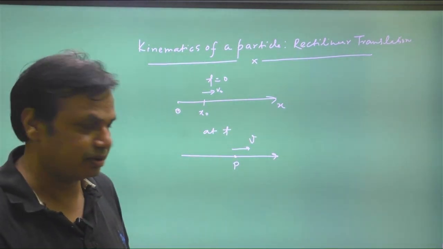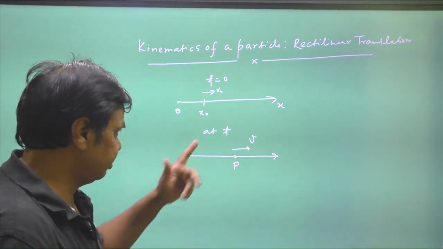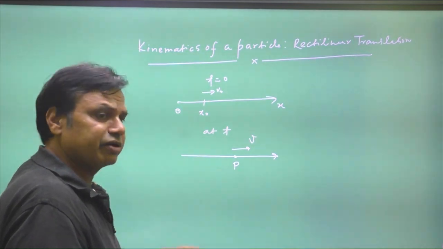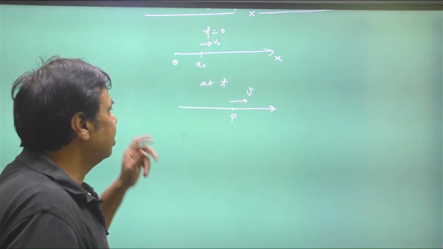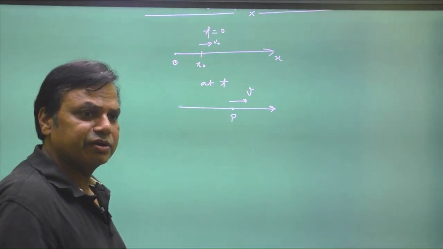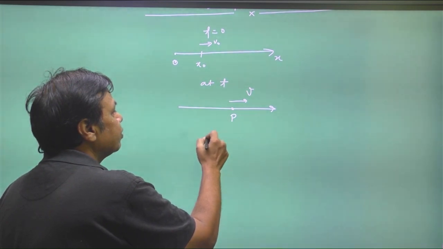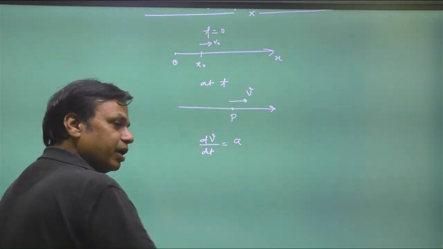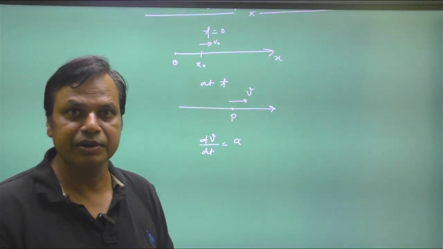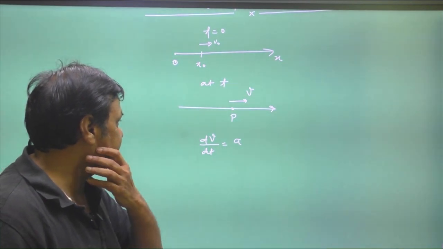Simple to consider. If its velocity is v, it can move in any direction, but if the velocity is v and the acceleration is constant, you can write its equation of motion simply as dv by dt equals a. Acceleration can be defined as the rate of change of velocity.